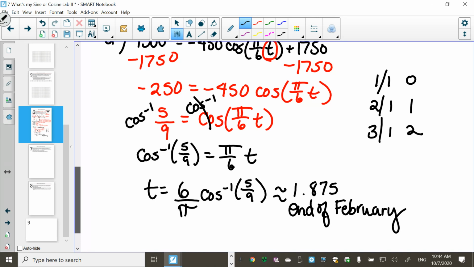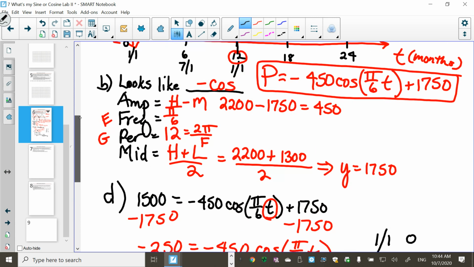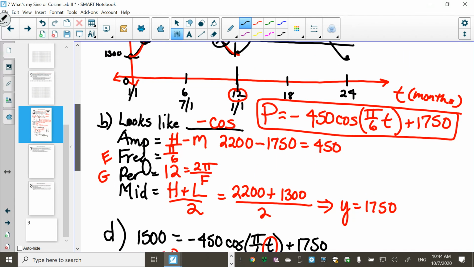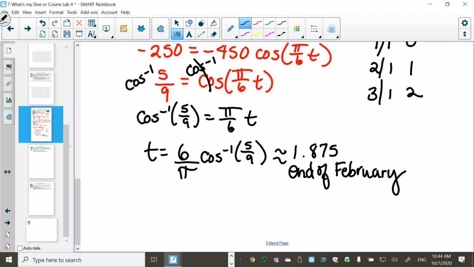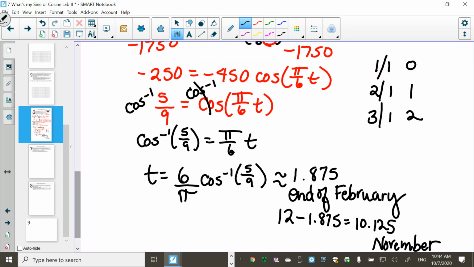So what you have to do is you come and look at this and say, okay, it's 12 months and it's right before that. Don't use the 6, but use the end of the year because that's where it is. Take 12 and subtract that because it's on the other end of that. So if I take 12 and subtract the 1.875, you get 10.125, which if I kept going is November. So you have to be careful because you're used to November being number 11, but because we let January 1st be time is 0, just be careful. So that's sometime in November, okay?